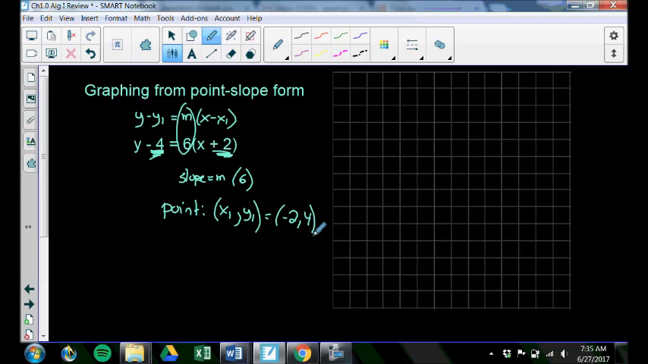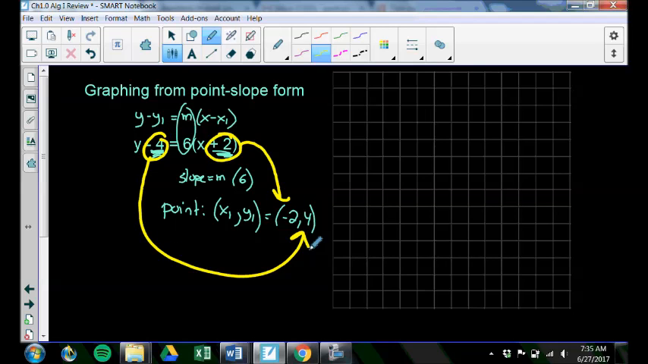The thing that throws people off about point-slope form is the fact that you have to switch the signs of the numbers in the point. So that was a +2, it switches to a -2. This is a -4, it switches to a +4. And that happens because there are these negatives in the formula, y minus y1 equals m times x minus x1. The negatives, minus y1 and minus x1, cause you to flip the signs of the point.